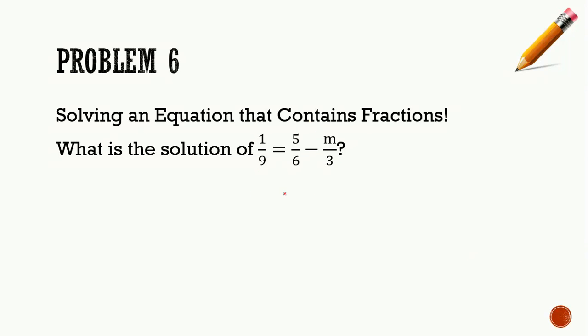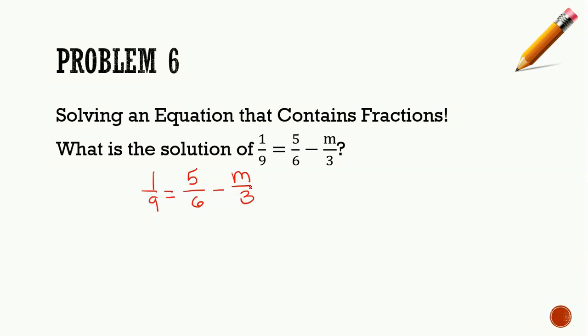Problem 6. Let's try this one. I have 1/9 equals 5 over 6 minus m over 3. I don't even know what to do. I would subtract 5/6, and that might take forever. So let's find a number that all three of those can go into. What number can 9, 6, and 3 all go into? Well, 3 and 9 go into 9, but 6 doesn't. 12, 6 and 3, but not 9.